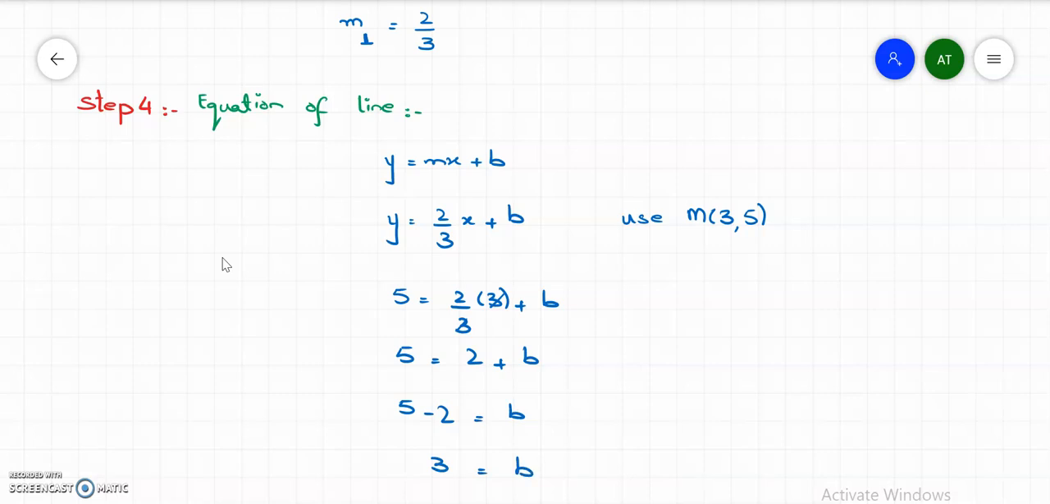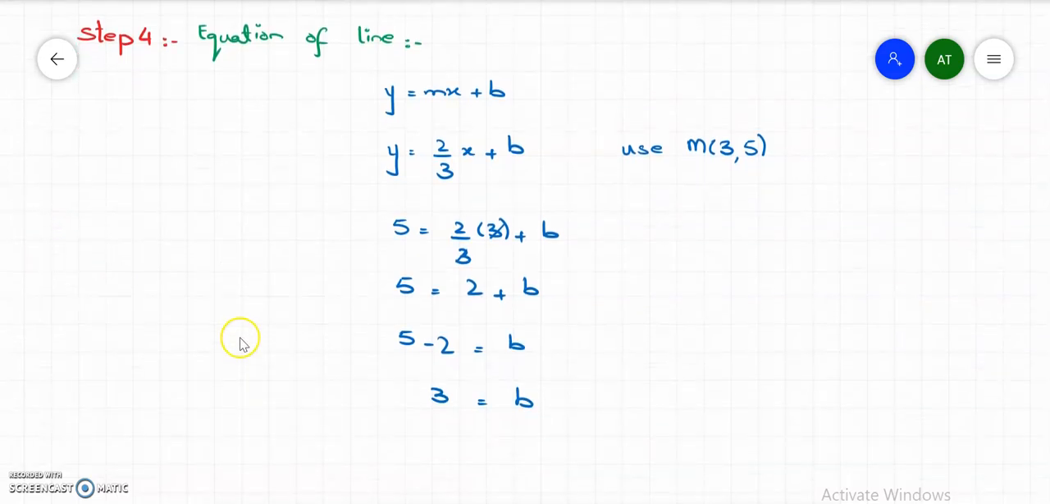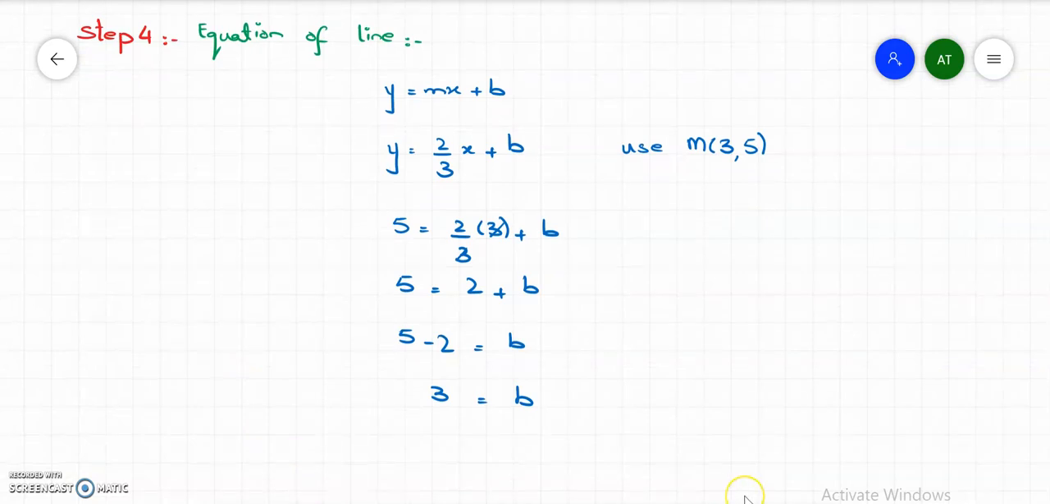Okay, now substitute the b value back to get the equation of the perpendicular bisector. So the equation of the perpendicular bisector would be y equals 2 by 3 x plus 3. So that is the equation of the perpendicular bisector.